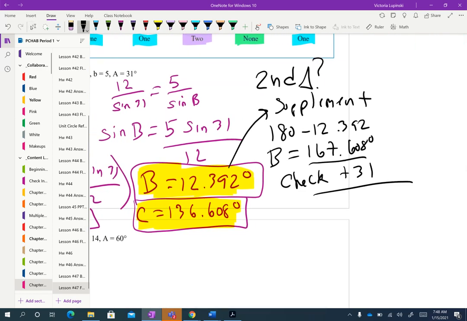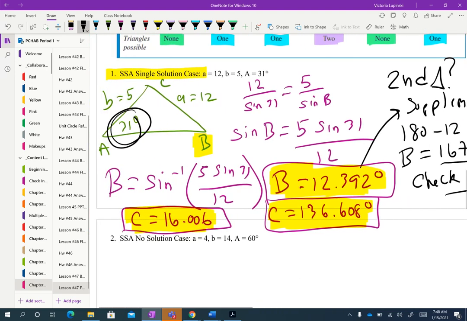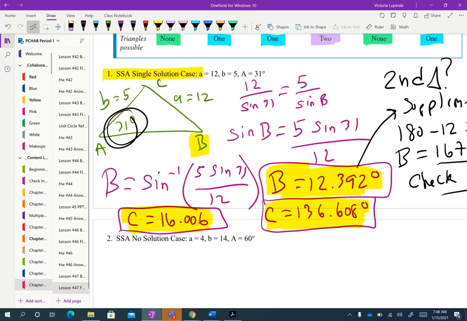So if you add 167.608 plus 31, you're going to get 198.608 degrees, which is larger than 180, which means it's too big, which means no second triangle exists. So that's it, game over. Your only answers are the ones that are highlighted in yellow.